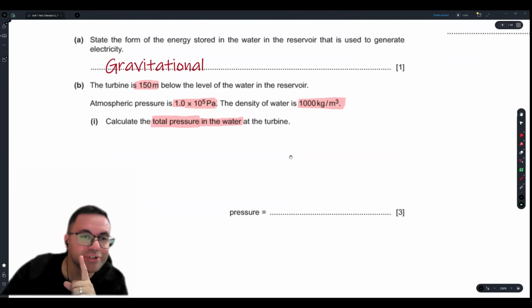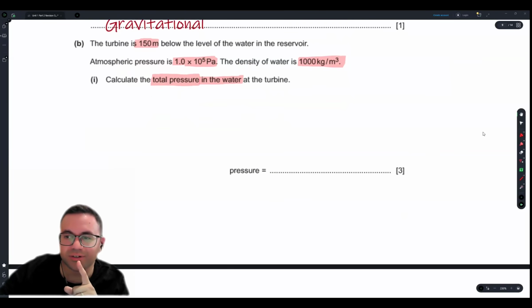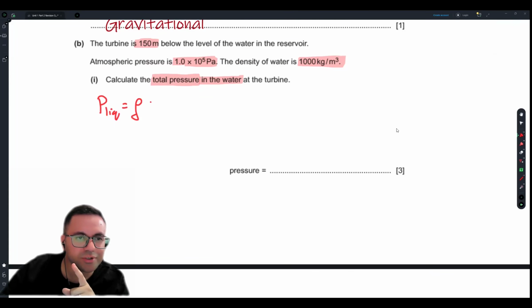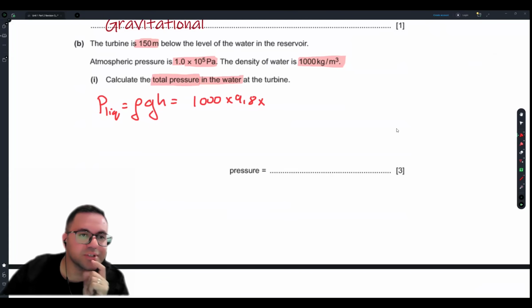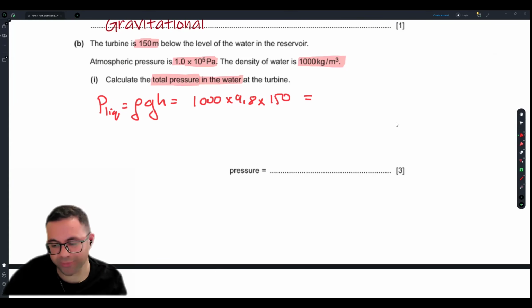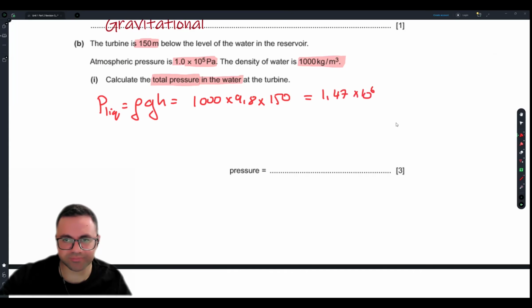So how do we get the pressure of a liquid? Pressure of a liquid is rho g h. Density, which is 1000, times 9.8, times, what was the height? 150. So this gives me a pressure. Is that my answer though? No. Why? This is a big number, 1.47 times 10 to the power of 6.